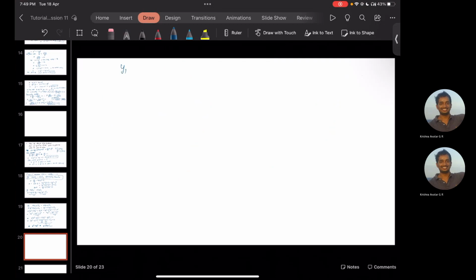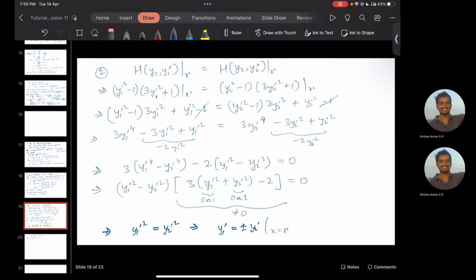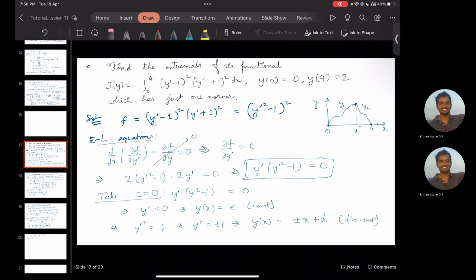So which means that y1 prime is equal to y2 prime plus minus y2 prime at x is equal to x star. So now let's take y2 prime is equal to 1. Obviously 0 is equal to 0 is not valid, because if y prime is equal to 0, then we have to satisfy our boundary conditions, is it not? Then y(0) is equal to 0, which means that y has to be 0 throughout.